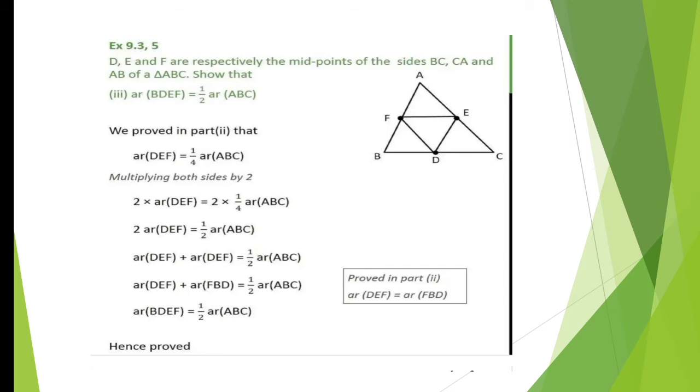Now the last part of sum number 5 is this area. We have to show BDEF is half of the area of ABC.